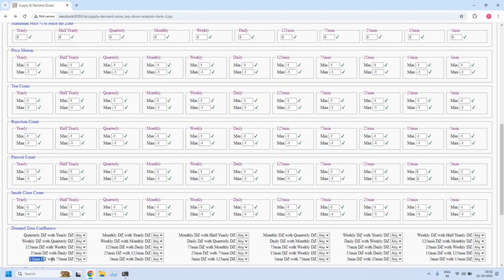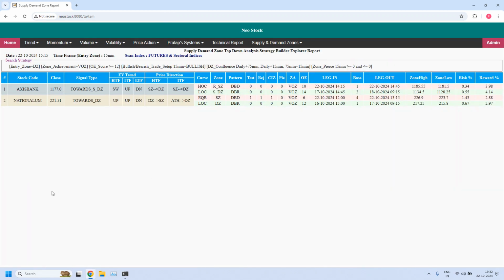Already we enabled 15 minutes demand zone with 75 minutes demand zone. Next, 15 minutes demand zone with daily demand zone, I enabled the filter. And also 75 minutes demand zone with daily demand zone also enabled. So with this LTF, ITF, HTF demand zone confluence, we got 2 stocks. That means 15 minutes demand zone is part of the 75 minutes demand zone. Both together again part of the daily demand zone. Daily is HTF. So HTF trend is uptrend for the second stock.